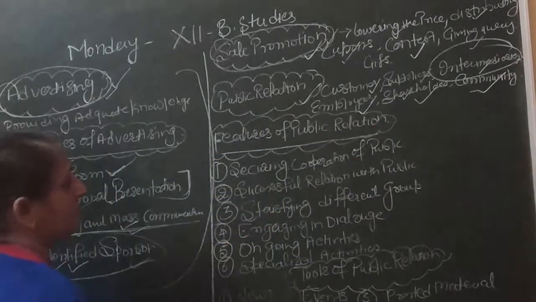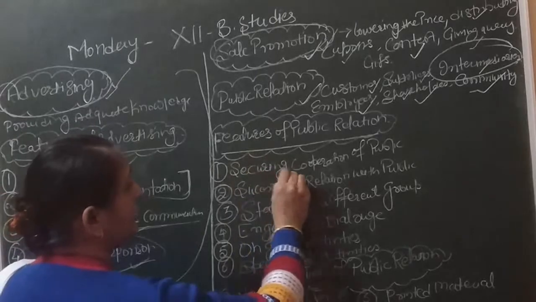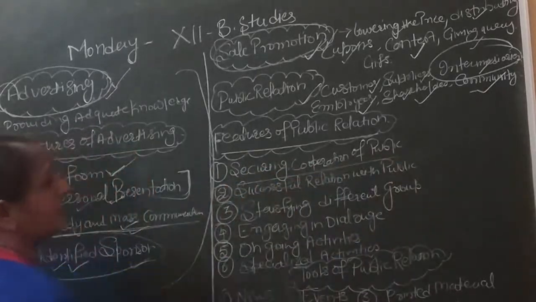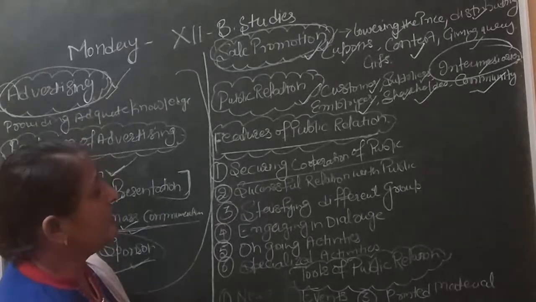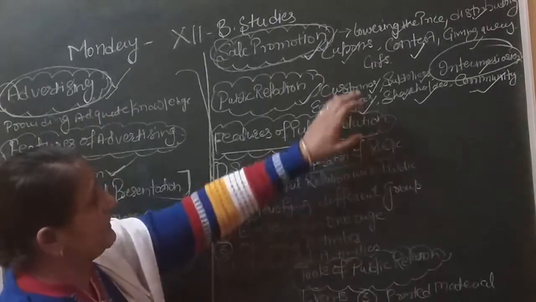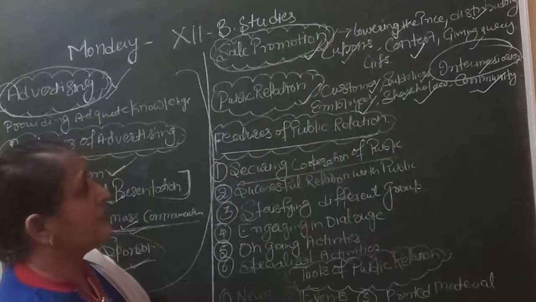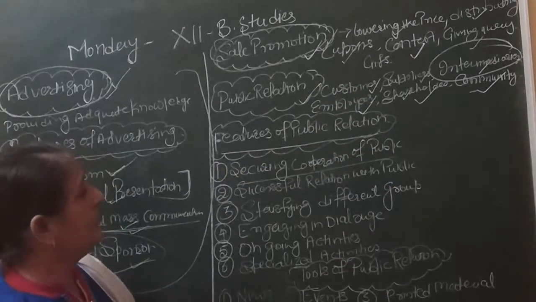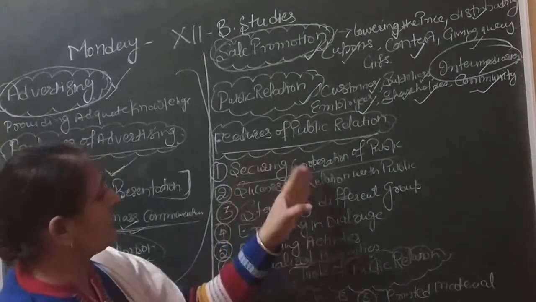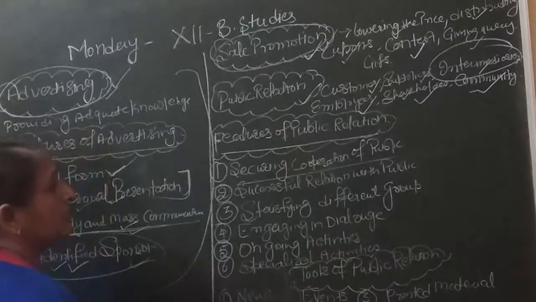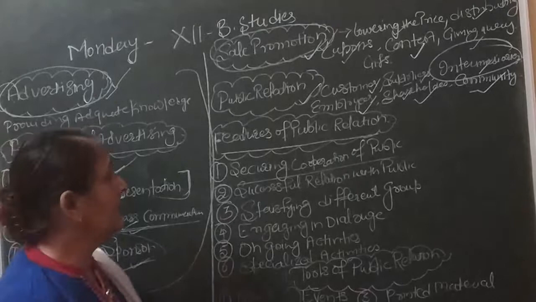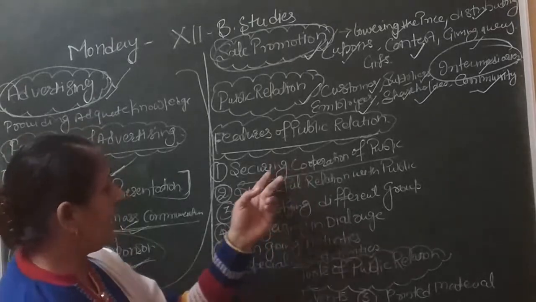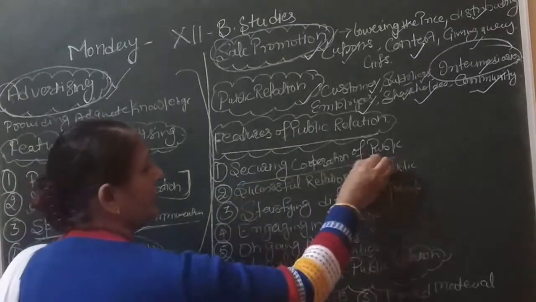In the features of public relation, number 1, securing cooperation of public, right? When a good image, when a reputation is to be created by an organization between the customer, supplier, intermediaries, employee, shareholder, then the business gets the support or the cooperation of the customers, suppliers or the intermediaries. Then public relation is helpful in securing the cooperation of the public.